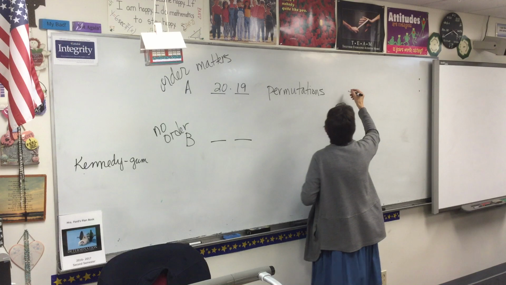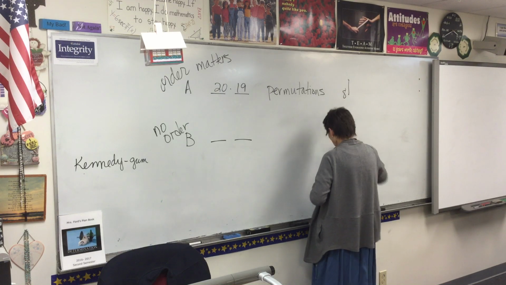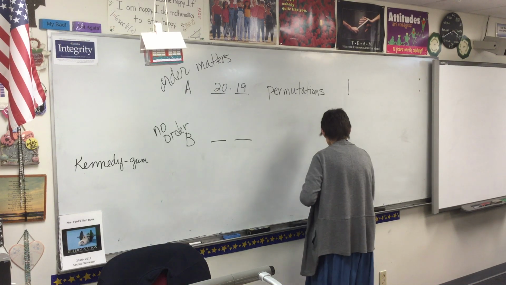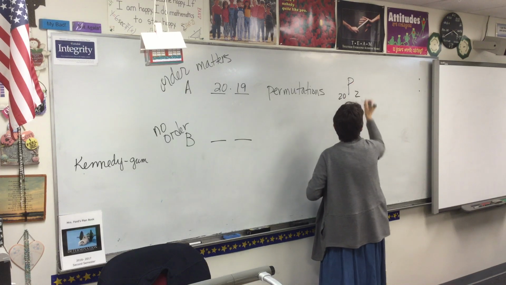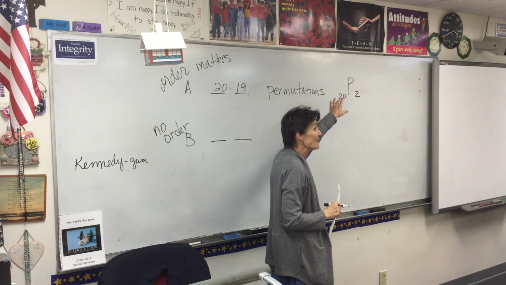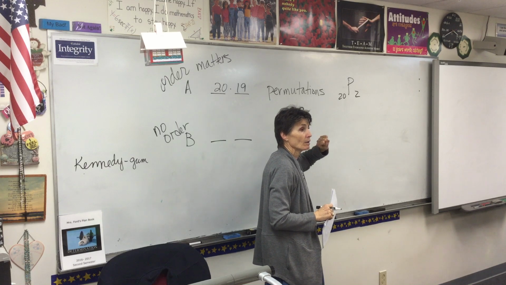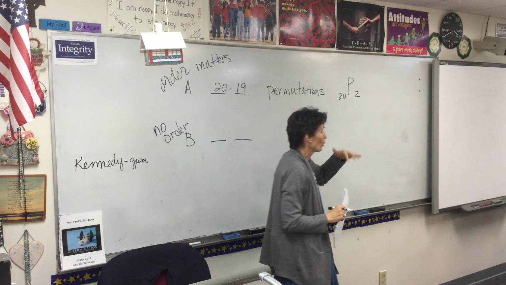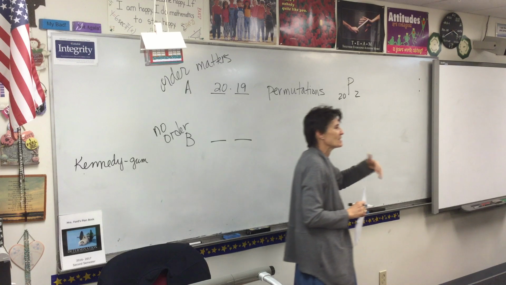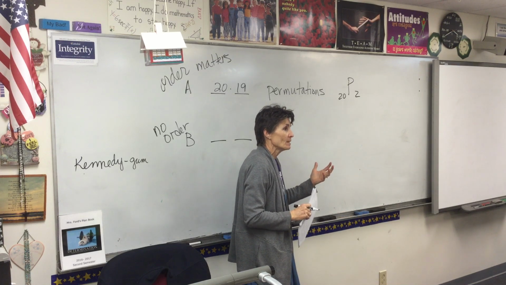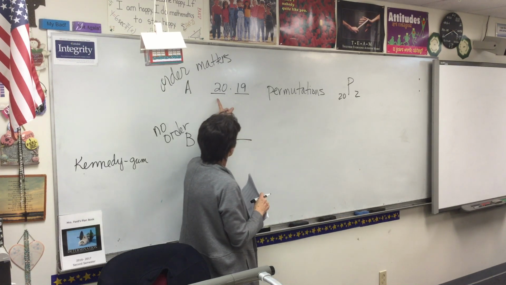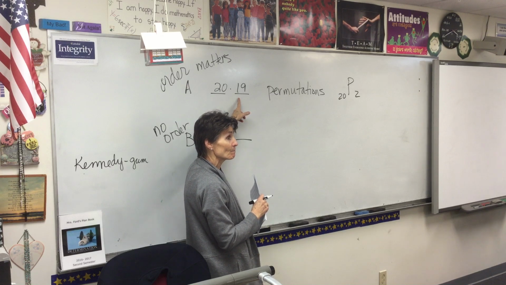Mathematically, it's written like this, 20P2. The P stands for permutations. And the word permutations means order matters. So Emma did the problem and got, what is that, 380?